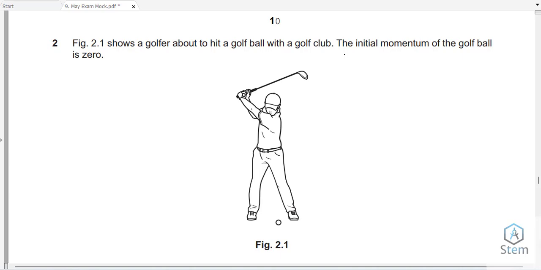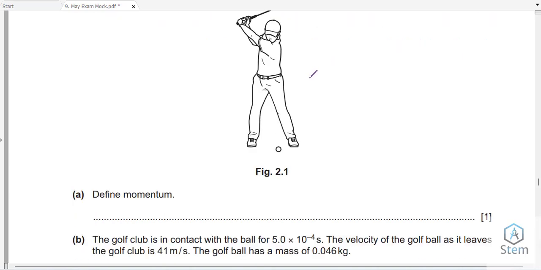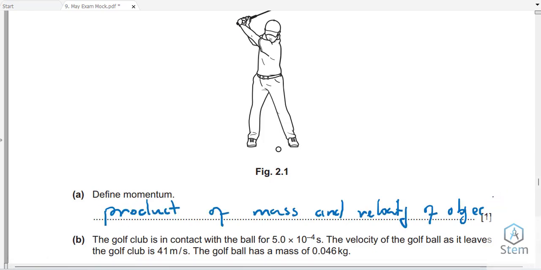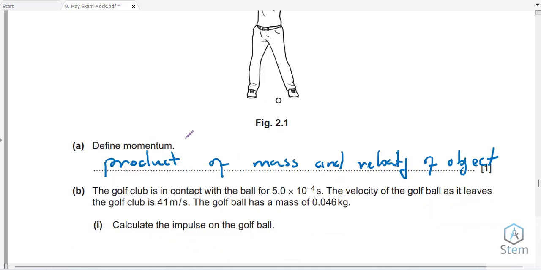This question shows a golfer about to hit a golf ball with a golf club. The initial momentum of the golf ball is 0. It's not moving, so it's 0. Define momentum. So momentum is the product of mass and velocity of an object. So you can just say mass times velocity. That's acceptable.